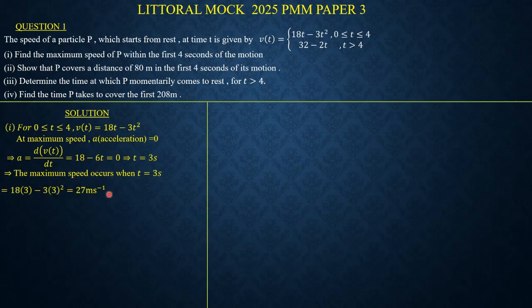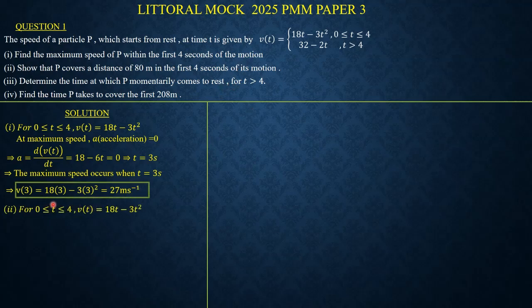Having this value, we can substitute that value of t inside the expression of the speed, because we know that at this time, maximum speed occurs. We get the maximum speed to be equal to 18 times 3 minus 3 times 3 squared, which gives us 27 meters per second as the maximum speed of P within the first 4 seconds of the motion. Which answers part A of the question.